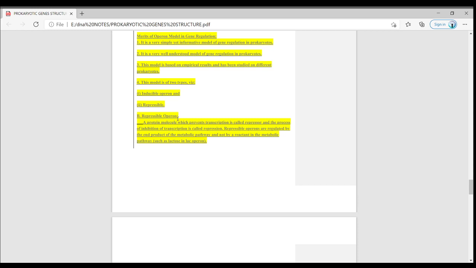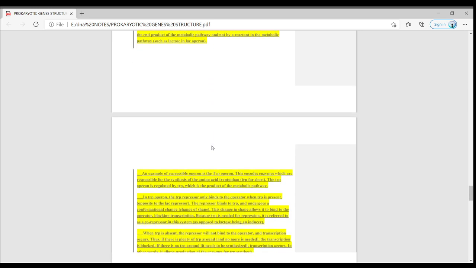That is, such a type of repressible operon has a protein molecule which will stop the transcription, and so it is called the repressor. The process of inhibition of transcription is called repression. Repressible operons are regulated by the end product of the metabolic pathway and not by a reactant in the metabolic pathway, such as the lactose in the lac operon.